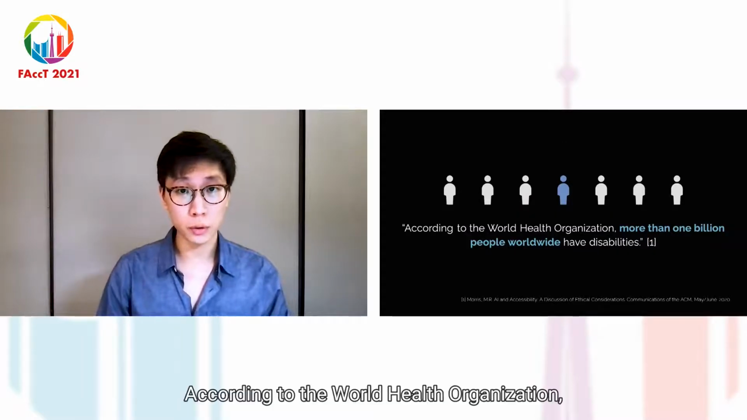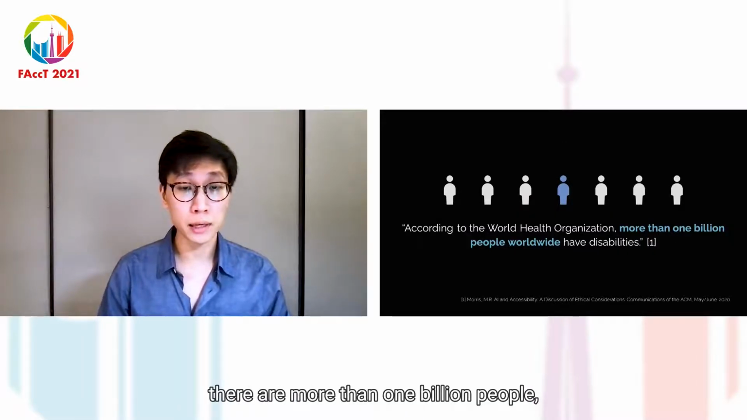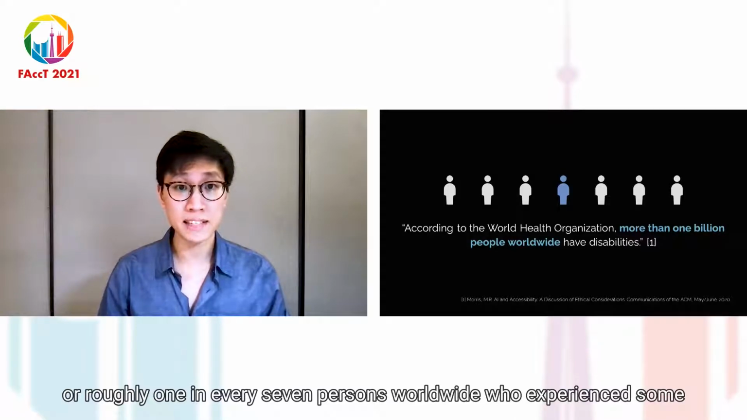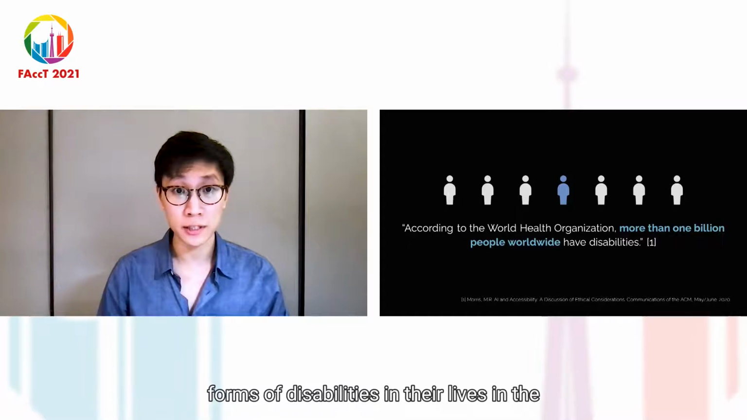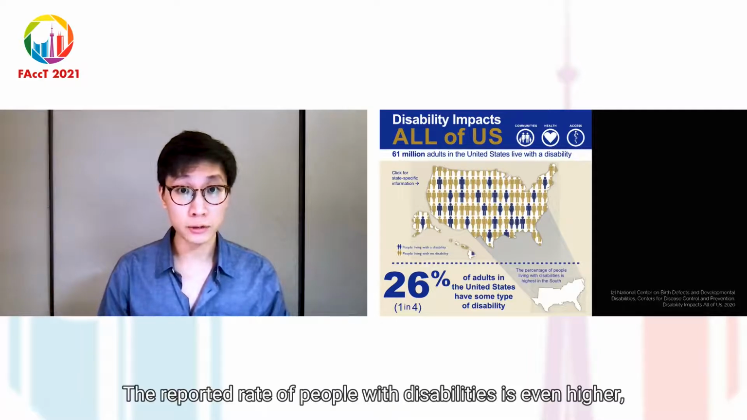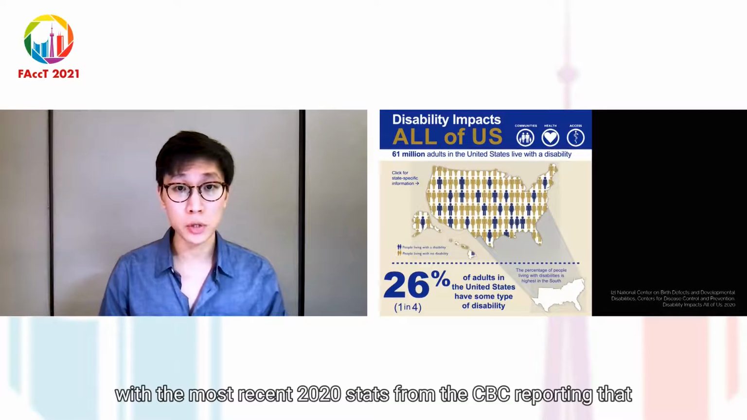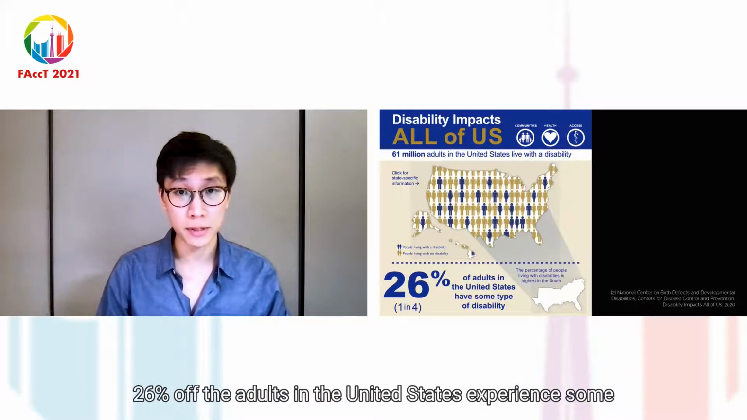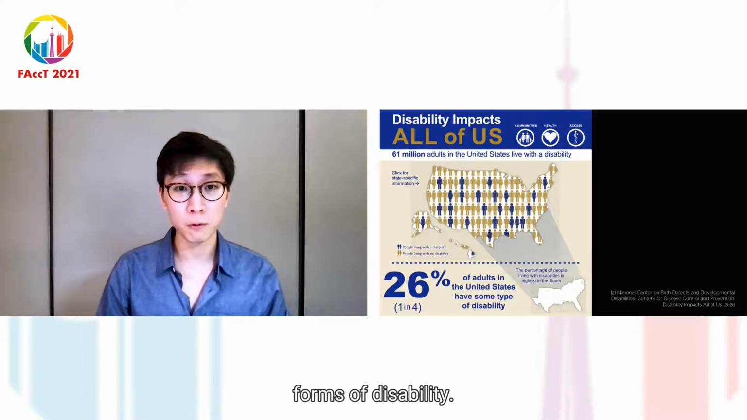According to the World Health Organization, there are more than 1 billion people, or roughly 1 in every 7 persons worldwide, who experience some forms of disabilities in their lives. In the United States, the reported rate of people with disabilities is even higher, with the most recent 2020 stats from the CDC reporting that 26% of the adults in the United States experience some forms of disability.